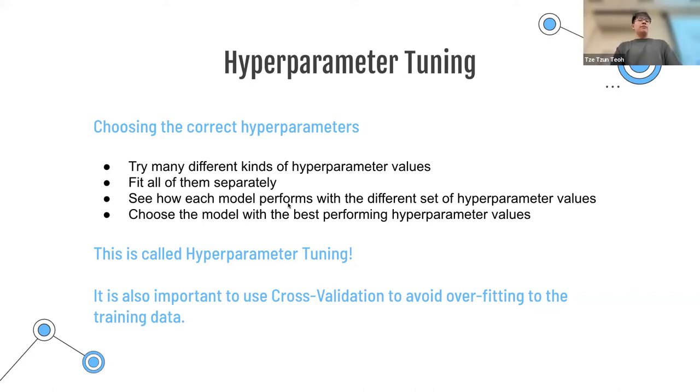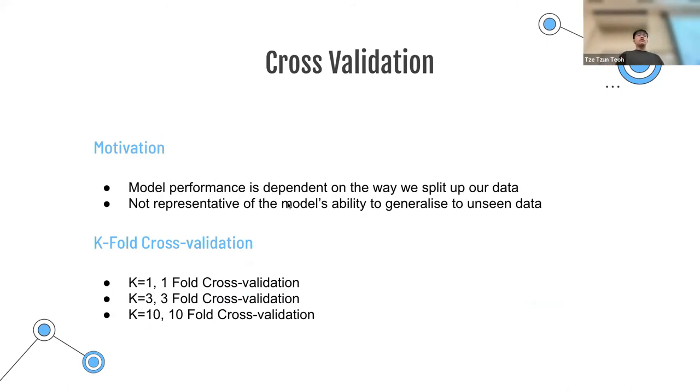But together with hyperparameter tuning, we also have to take into account this thing called cross-validation in order to avoid overfitting the data. The motivation behind cross-validation is that when we split our data set, like Pan Pan mentioned before, we are splitting it into training data and validation data. But the way we split our data might affect the model's performance. For example, if you split it in one way, maybe the model performance is good. But if you split it differently, the model performance might not be as good as the first time. So model performance is dependent on the way we split up our data, and it will not be representative of the model's ability to generalize to unseen data.